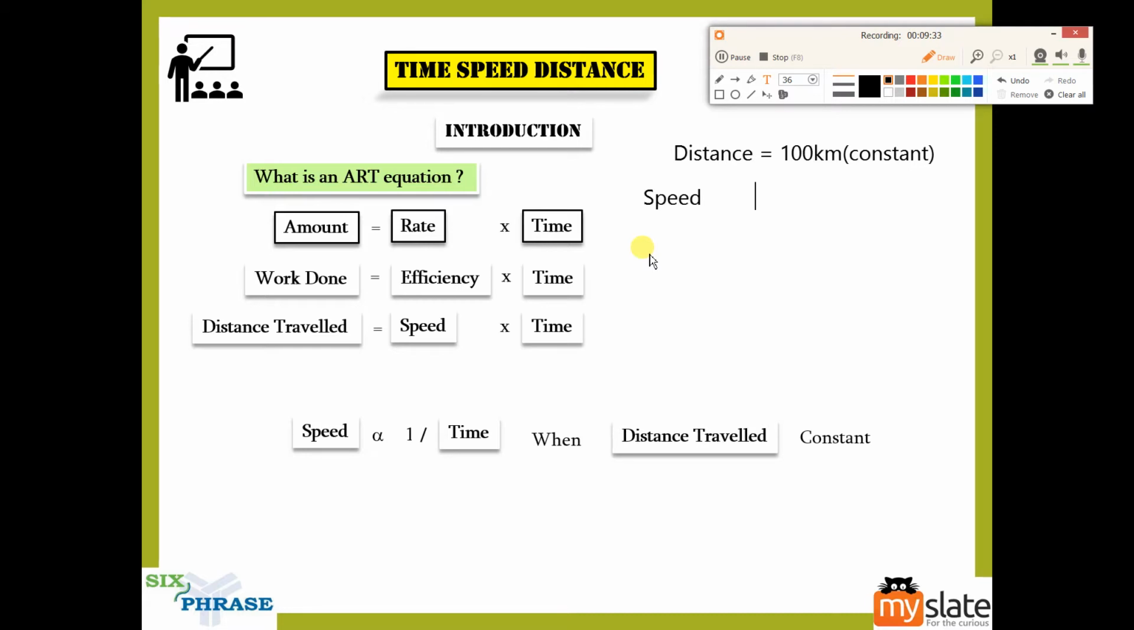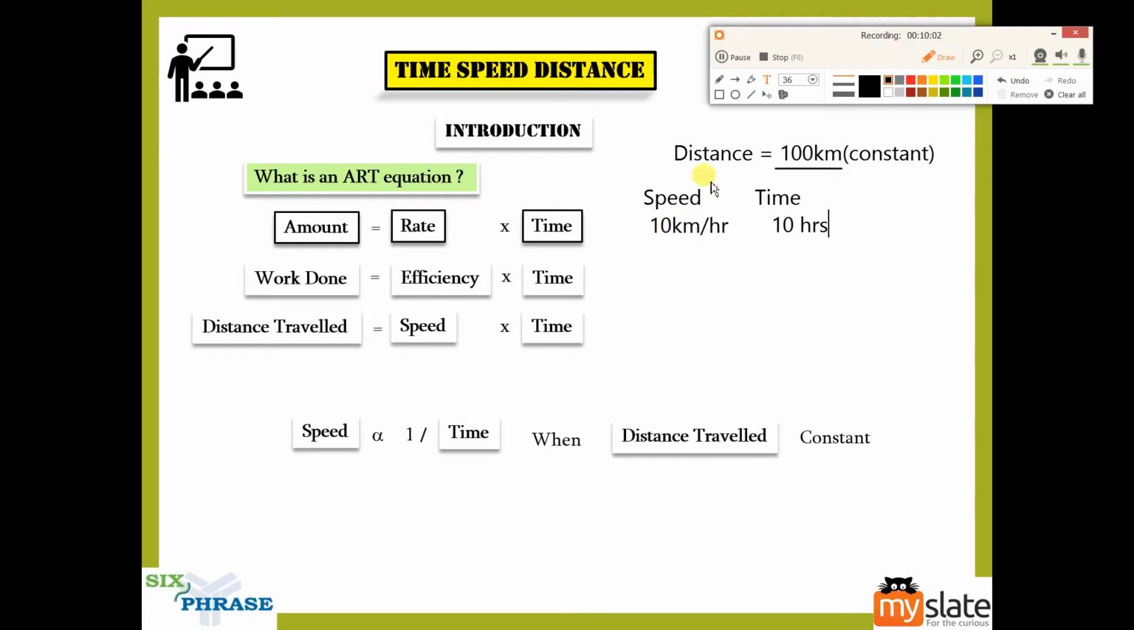Let us take the speed initially as 10 kilometers per hour. Now what do you think will be the time? At 10 kilometers per hour, how long will it take to travel 100 kilometers? 100 by 10, 10 hours, right? So the time taken will be 10 hours.